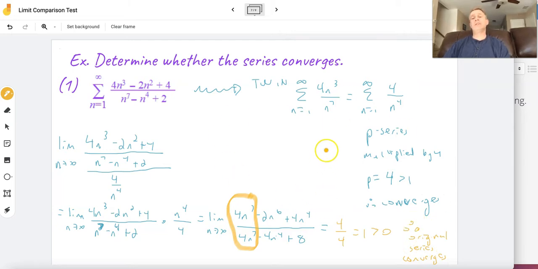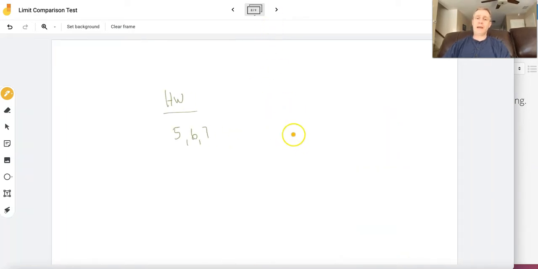So that's pretty much it. That's how your limit comparison test works. All the work that you see here on the screen would be acceptable justification for your conclusion that this series converges. To practice this limit comparison test, please try these problems from the homework assignment that I posted on Classroom, numbers 5, 6, and 7. My solutions have been posted, so you can check your work.